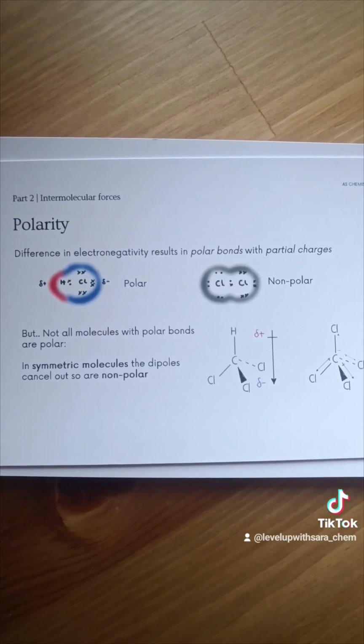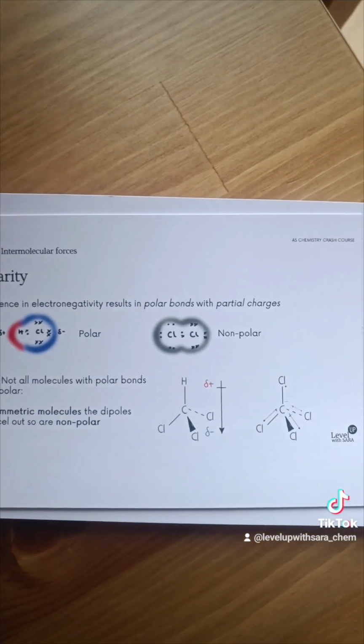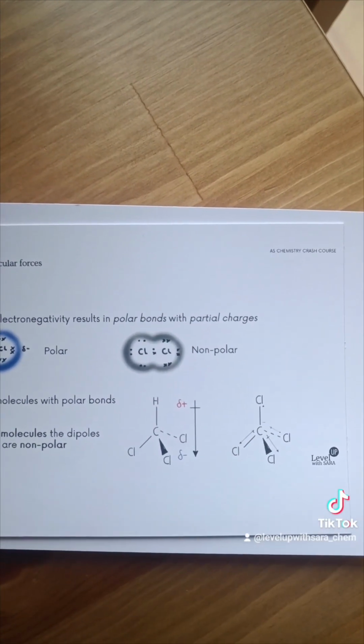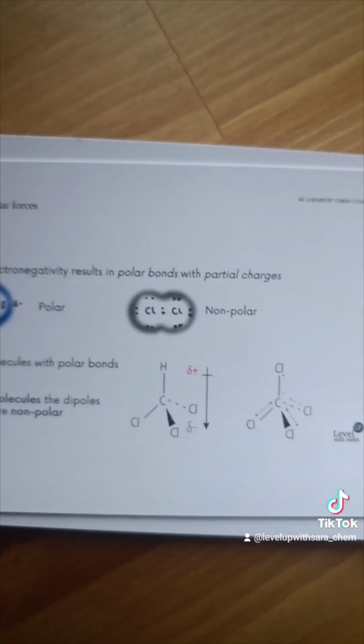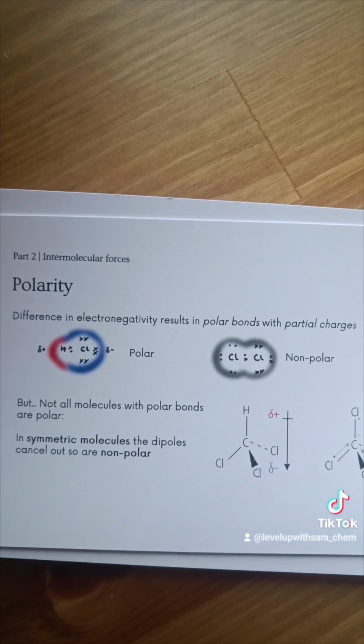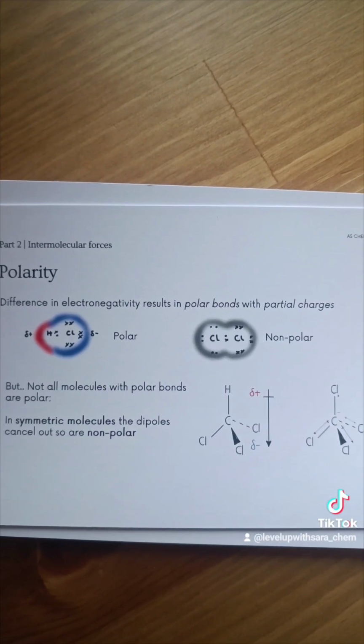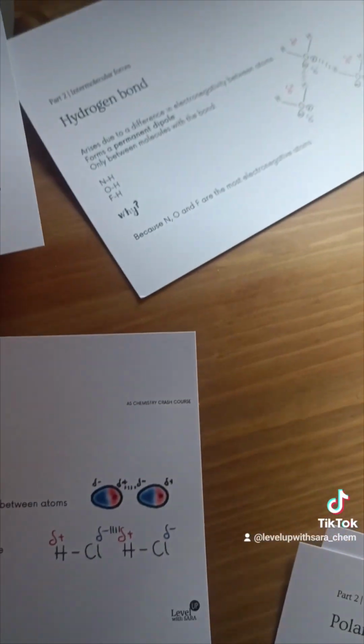A polar bond doesn't necessarily mean a polar molecule. Look at these two examples. When the dipoles cancel out because they're in opposite directions, it's a non-polar molecule. So for a molecule to be polar, there must be a net presence of dipoles. Symmetric molecules are non-polar. In the next video, we will look at intermolecular forces.